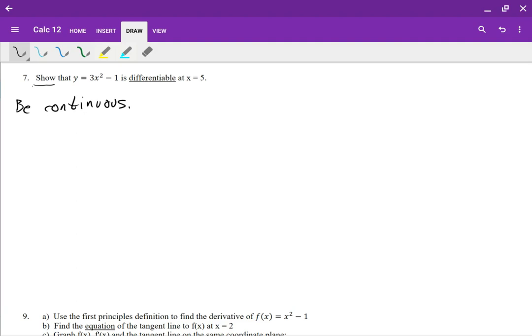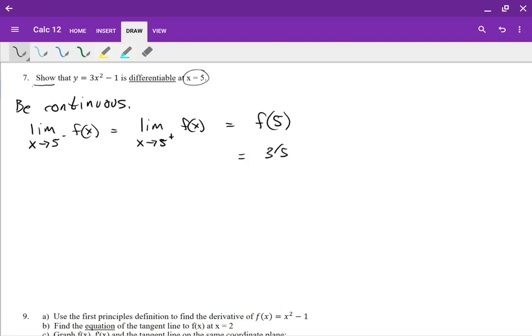Now in order for it to be continuous, the limit as x approaches 5 from the left of the function must equal the limit as x approaches 5 from the right of the function, and furthermore it must equal the function when evaluated at 5. So if we evaluate this function at 5 here, we're going to get 3 times 5 squared minus 1, or 74, right?